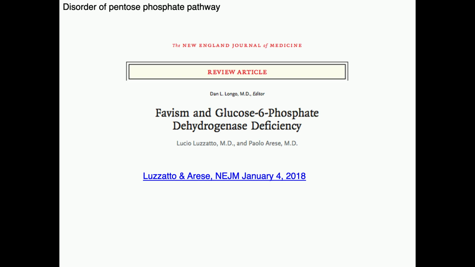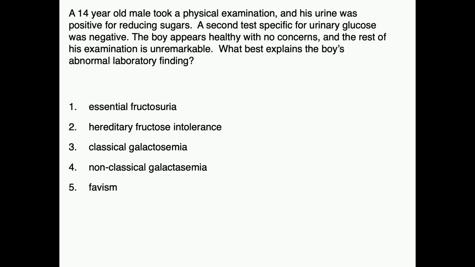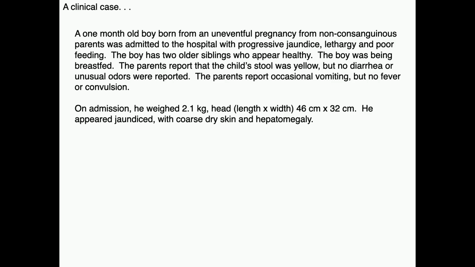Okay. I have a few clicker slide questions, but I think I'll go forward and go through the clinical case in the last few minutes, and then if we have time, we can revisit the clicker slide questions.